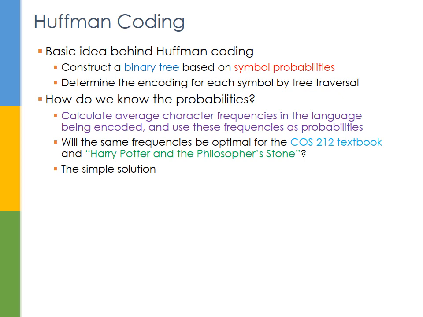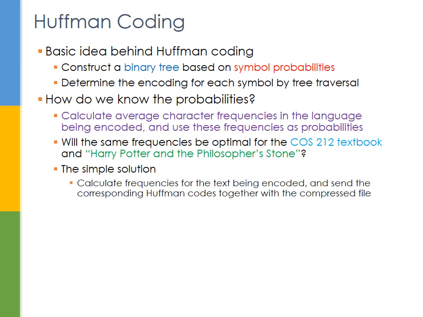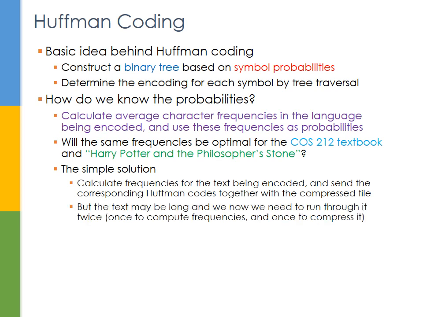A simple solution to this problem is that we can calculate frequencies for the specific text that we are attempting to encode, and then send the corresponding Huffman codes in terms of the Huffman tree, as well as the compressed data, to the receiver of our compressed message. The receiver would then be responsible for actually decoding this message somehow. And this is essentially the approach that we described towards the end of the last lecture.